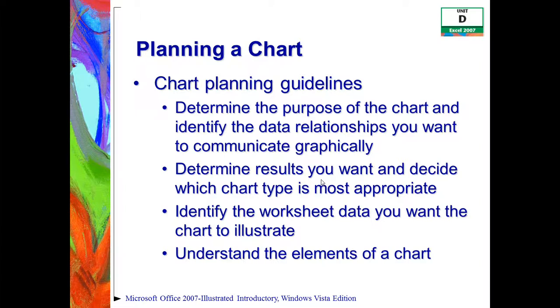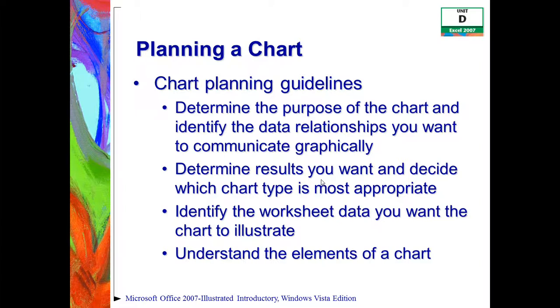Then you have to determine the results you want to see and decide which chart type is most appropriate. Of course, different chart types display data in distinctive ways. For example, a pie chart compares parts to a whole, so it's useful for showing what proportion of a budget amount was spent on print ads relative to what was spent on direct mail or radio commercials. A line chart, in contrast, is best for showing trends over time.